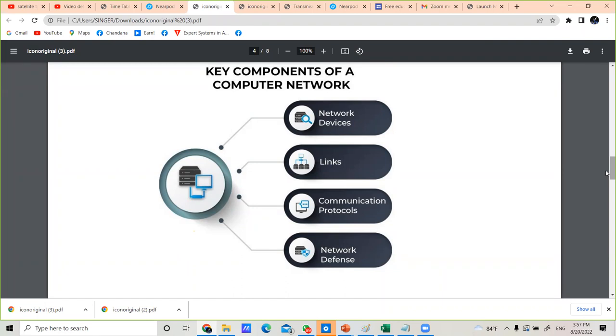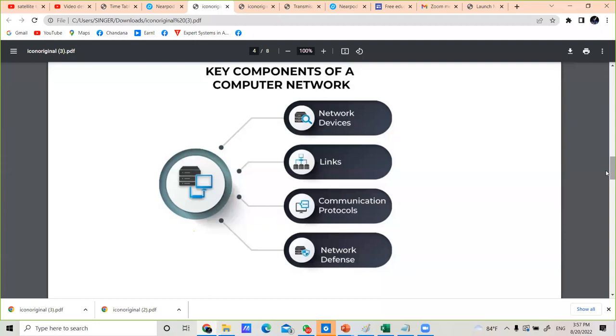Then communication protocol. Earlier I explained what protocols are. Right? You need a specific protocol to establish the computer network system. Simply, we can say a protocol means a set of rules, a set of rules that each and every computer in the network should follow.